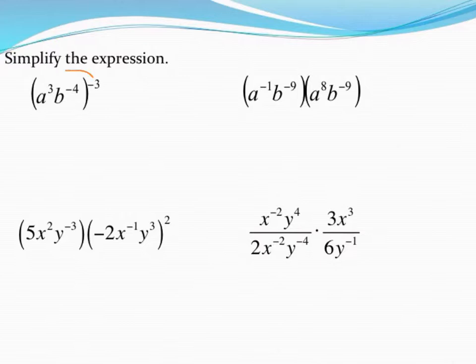All right, so one term within the parentheses, there's no plus or minus sign separating those terms, so I am allowed to distribute my exponent. The rule for a power raised to a power is to multiply, so a to the negative 9th, and then b to the positive 12th.